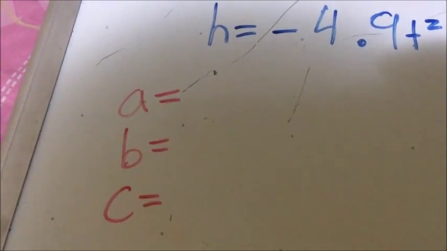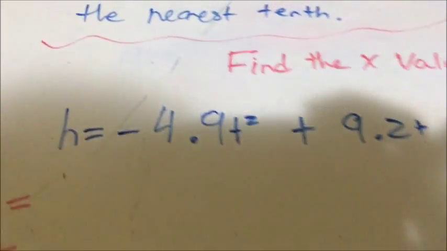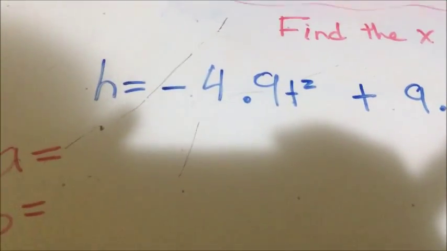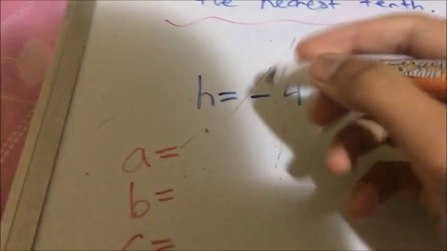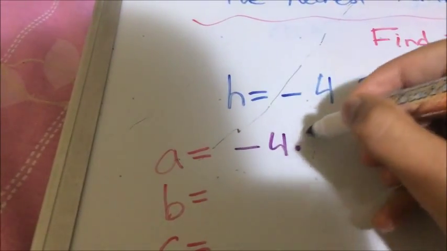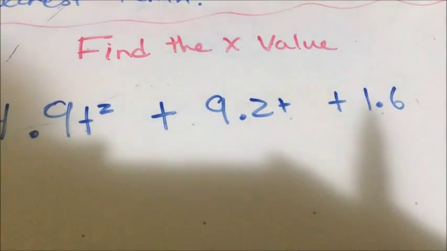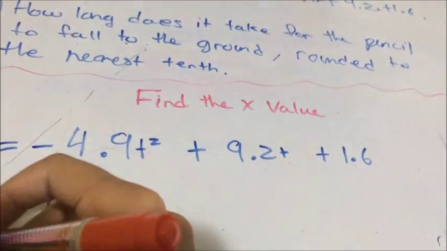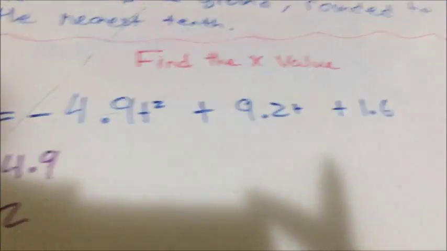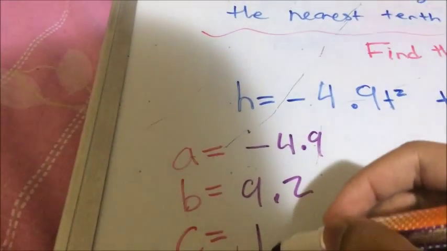We first have to find the a, b, and c values from this. The a value is always the first term, which is -4.9, and the b value is always the second term, which is 9.2. The c value is the last term, which is 1.6.